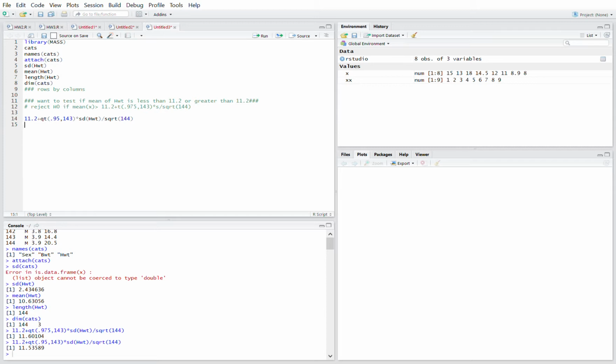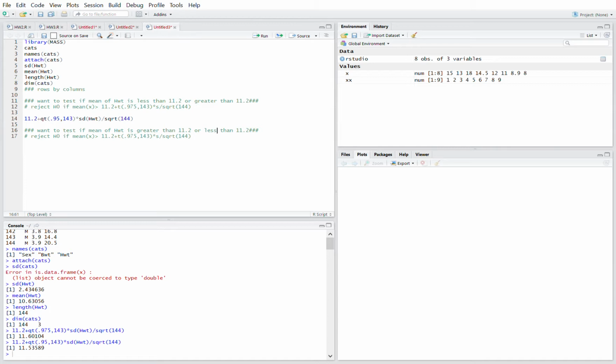Okay, how about if I did another test? Let me assume that it's greater. Let's do the opposite one. Let's assume the same thing: the null is greater than 11.2 and HA is that it's less than 11.2. What's the test? The test is basically the same, except I'm just going to subtract.